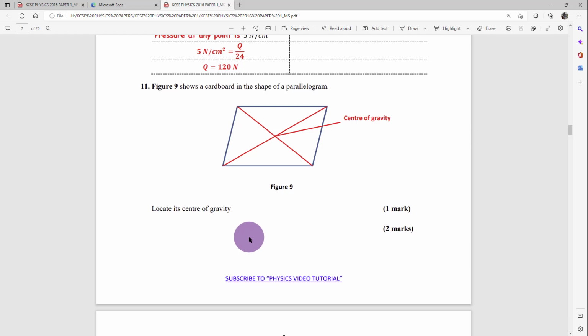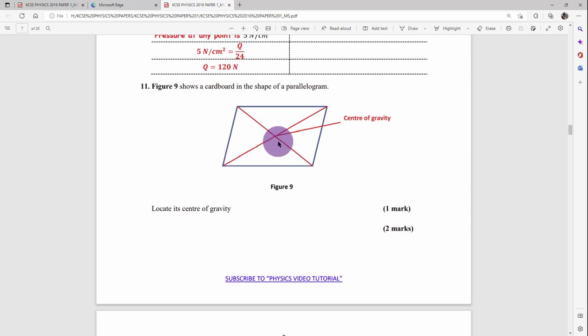In question 11, we are told that figure 9 shows a cardboard in the shape of a parallelogram. That cardboard is a uniform lamina. For a uniform lamina, we can determine the center of gravity by a geometrical method. In this case, we just need to draw the diagonals, and the point of intersection of the diagonals is the center of gravity. So when you're answering this question, don't just draw lines and leave it like that.